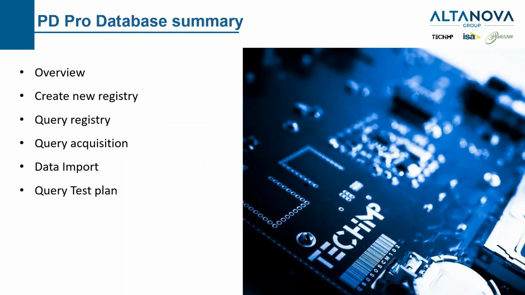And let's start to look a little bit into the database functionalities. This is a brief summary of what we're going to say about the PD Pro database. We will have an overview. We will see how to create a new registry, how to query existing registry, how to query old acquisition, how to import data, and how to query test plans.